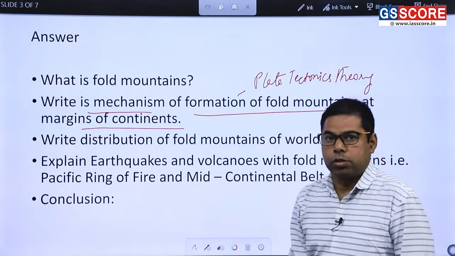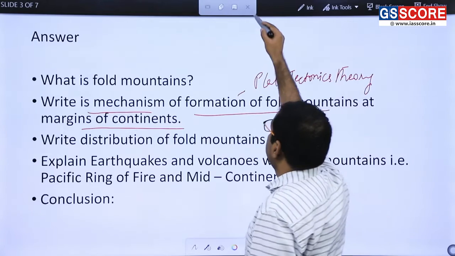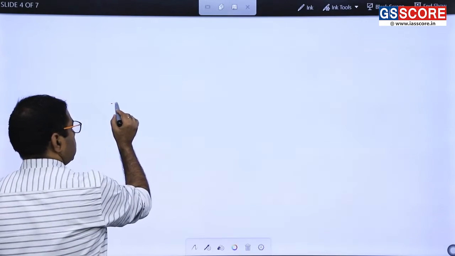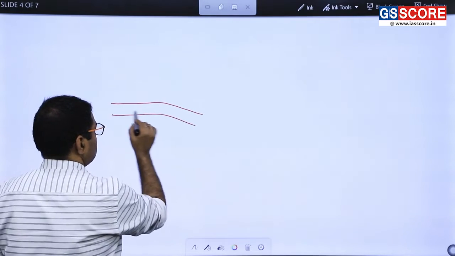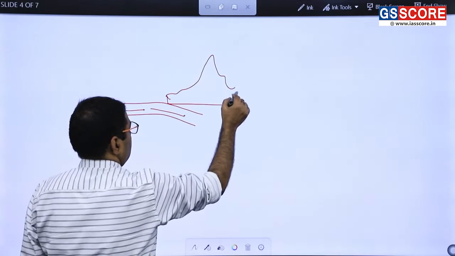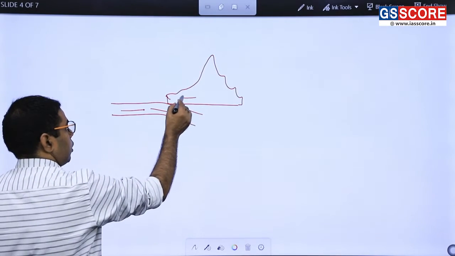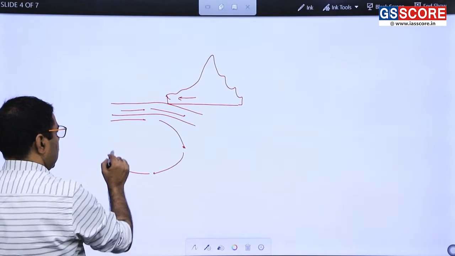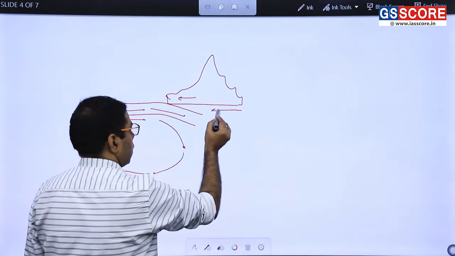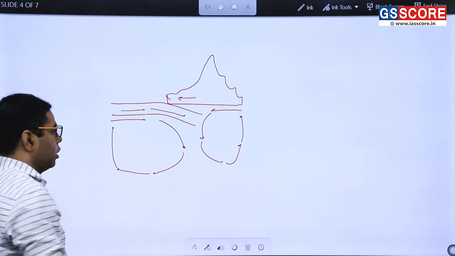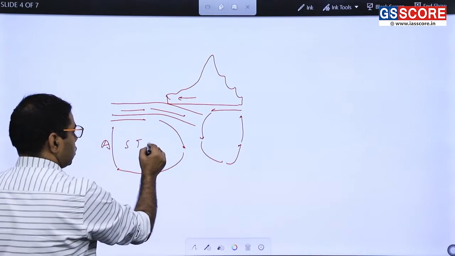Plate tectonics theory. So what does plate tectonic theory say? Plate tectonic theory says fold mountains are formed along the margins of convergence. You can draw this type of diagram. There is convergence of one plate under the effect of converging convection current. You can write here asthenosphere.